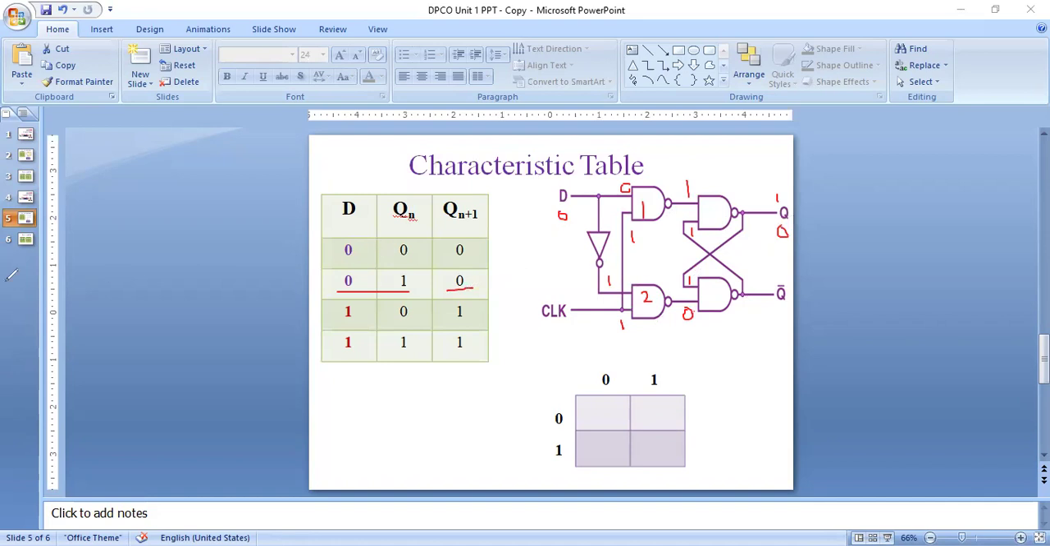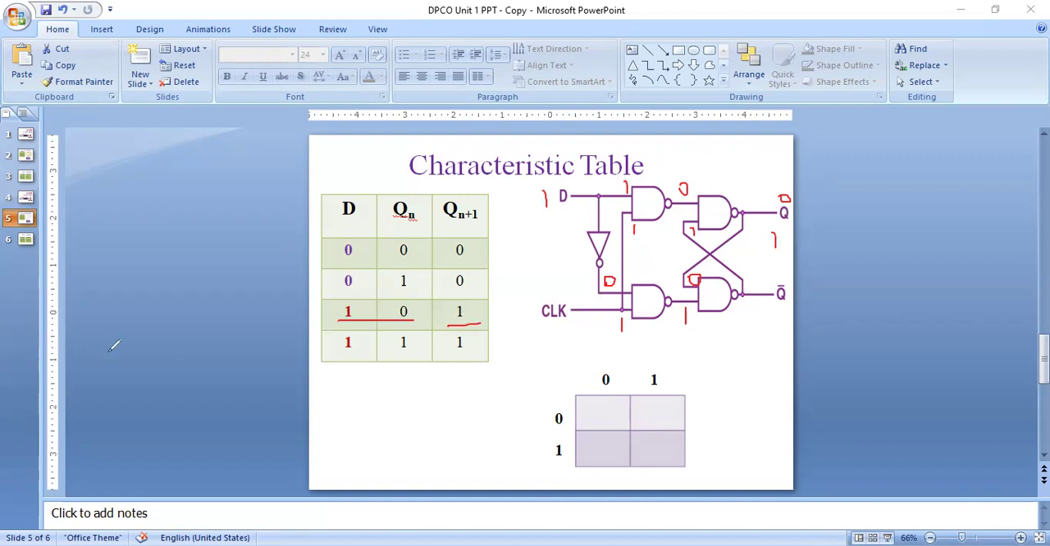Coming to the next set of input, it is 1, 0. D equal to 1 and present state equal to 0. In this case, 1 will be given to NAND gate number 1 and the complementary is 0. Clock pulse by default will be set as 1. What is 1.1? It's 1. Complementary is 0. And 0.1 is 0. Complementary is 1. Present state 0 is 0. So 0.1 is 0, complementary is 1. So next state is equal to 1.